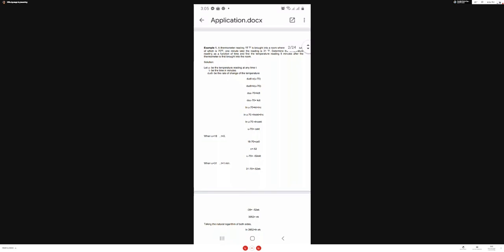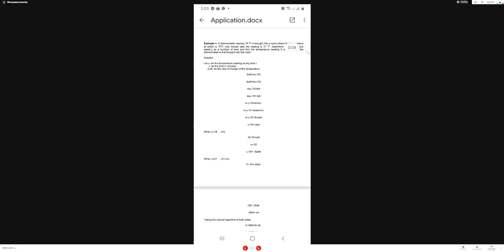Okay, so sample tayo. A thermometer reading 18 degrees Fahrenheit is brought into a room where the temperature is 70 degrees Fahrenheit. One minute later, the reading is 31 degrees Fahrenheit. Determine the temperature reading as a function of time and find the temperature reading 5 minutes after the thermometer is first brought into the room.